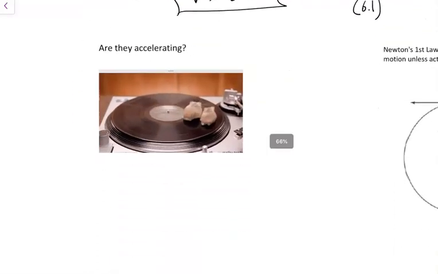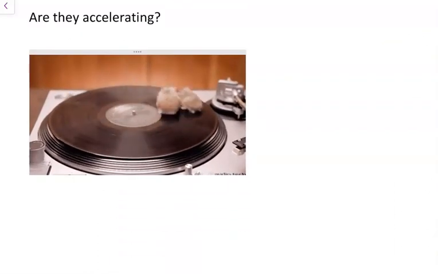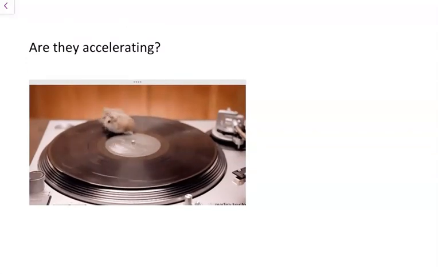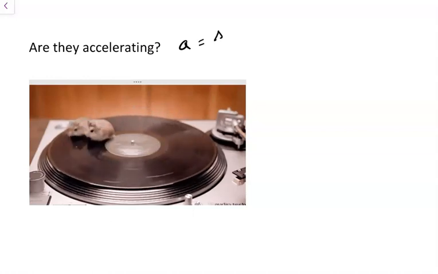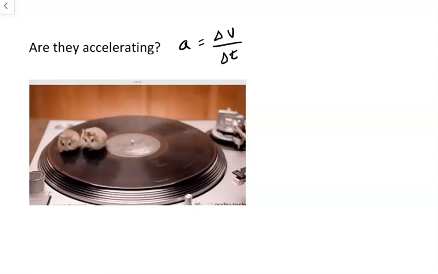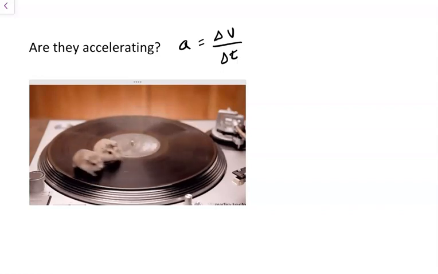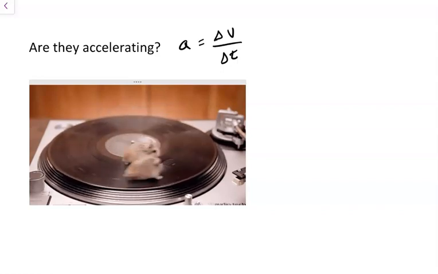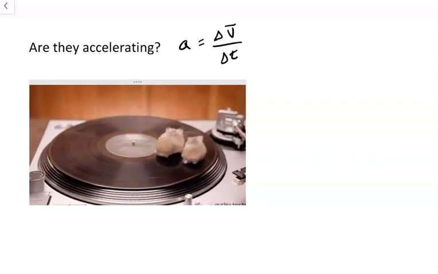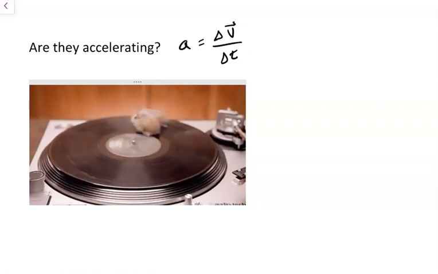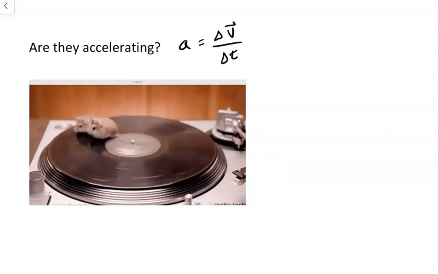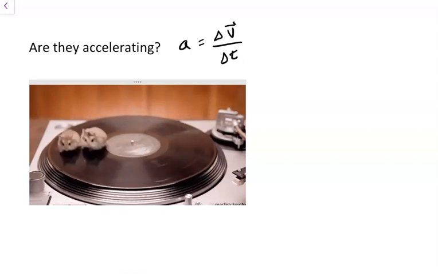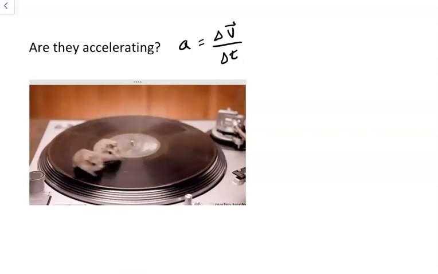So let's start with: are they really accelerating? What does acceleration mean? Well, acceleration is equal to the change in velocity divided by the change in time. And are they changing their velocity? Well, hint, hint, velocity is a vector, which means it includes direction. And these two rodents are definitely changing their direction. They may have constant speed because we're looking at uniform circular motion, but they're changing velocities.